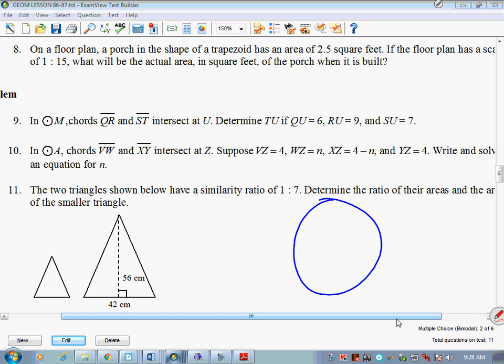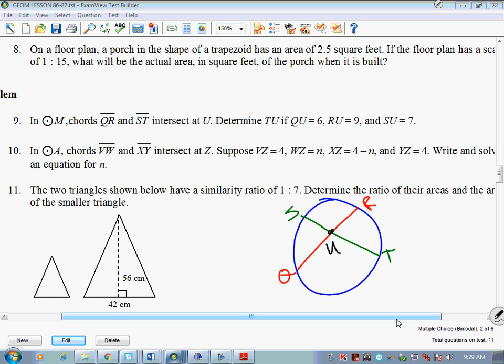We have chords QR and ST. So I'm going to draw a chord. I'm going to call it QR. I'm going to draw another chord. I'm going to call it ST. Now notice that somehow U comes into play. Where is U at? In the middle. That's why drawing this becomes important. U is in the middle.